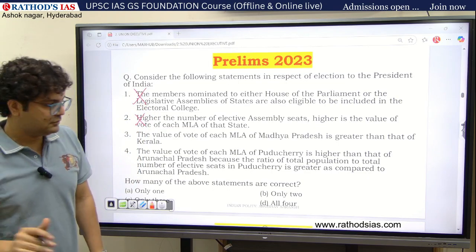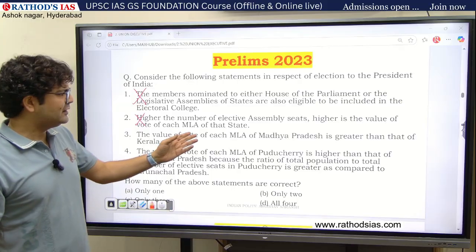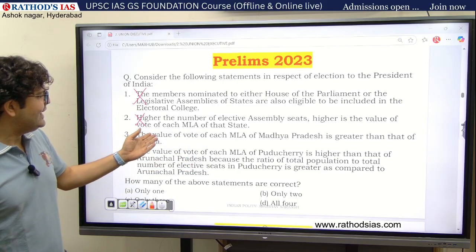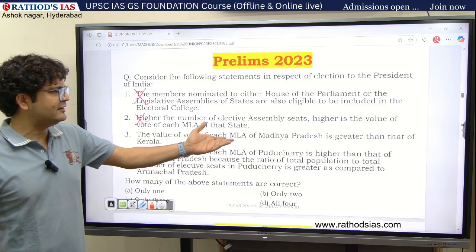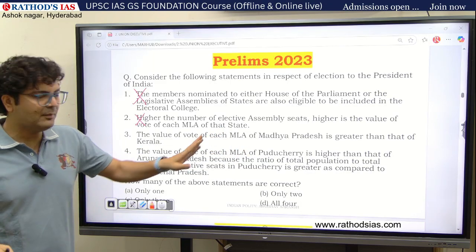Clear so far? So let's remove this also, only 3, gone. Forget the third one, it's a very fact-based question. But tell me, third one, the value of vote of each MLA of MP is greater than that of Kerala, yes or no? What do you feel? Okay, we'll come to that.